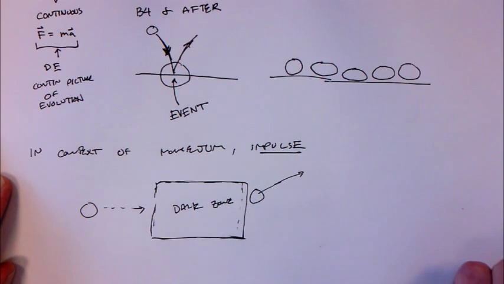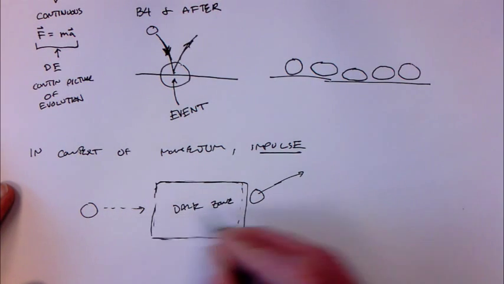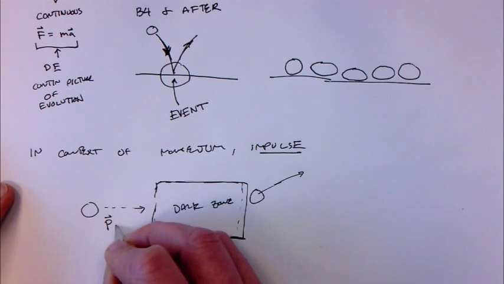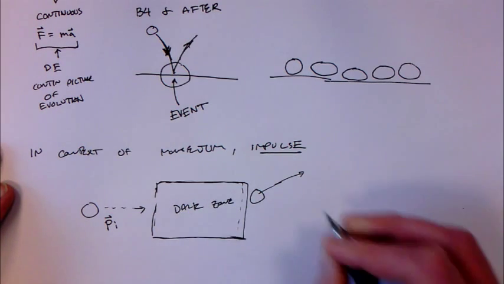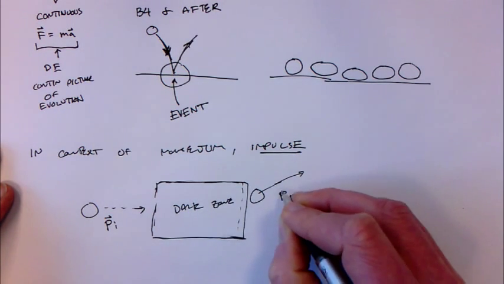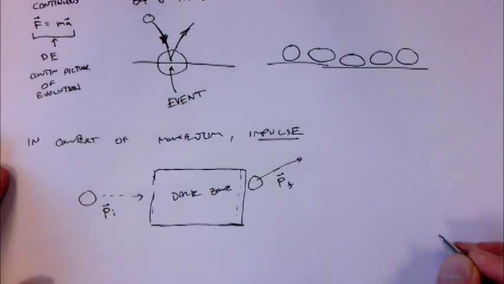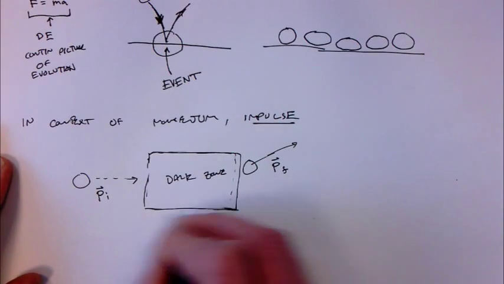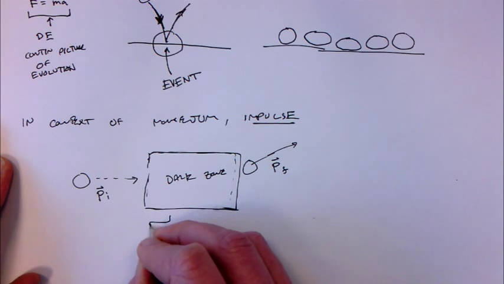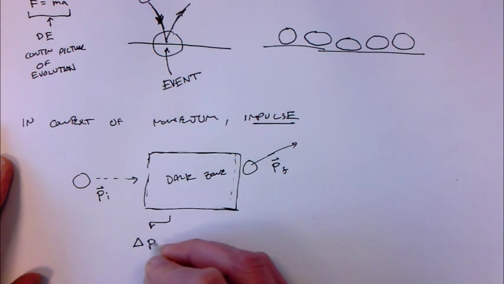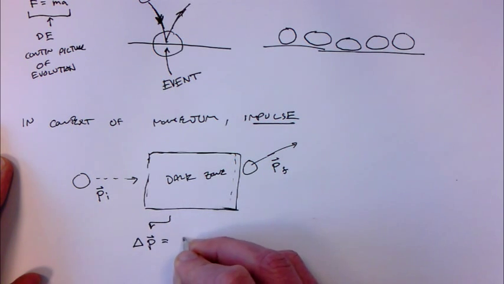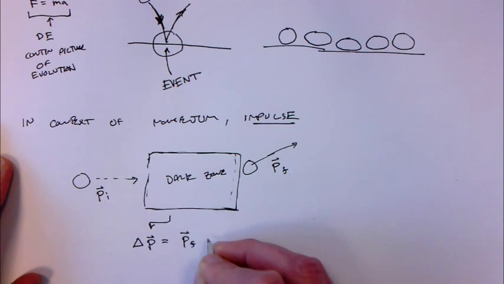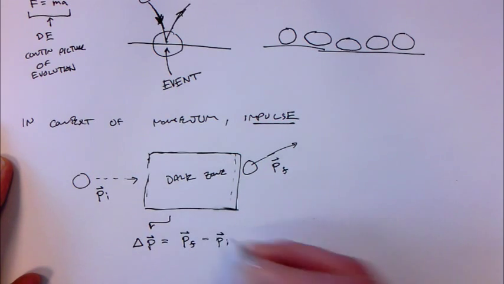What you can say is something about what the impulse is. If we think about this ball that enters the dark zone, before the ball enters, it's got some initial momentum. After it leaves the dark zone, it has some final momentum. And so we can say that the momentum has changed during this dark zone. In particular, the change of momentum during the dark zone is given by the final momentum minus the initial momentum, right?